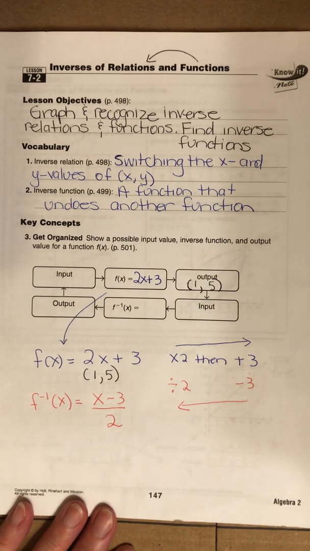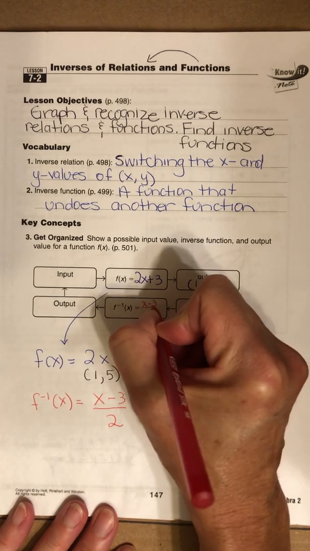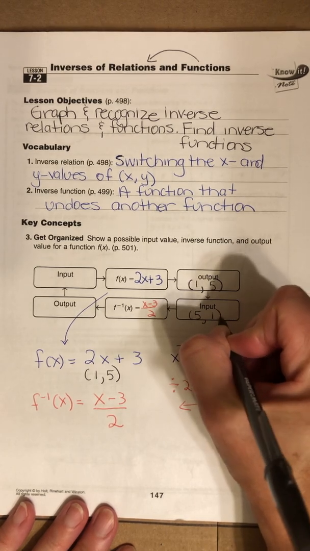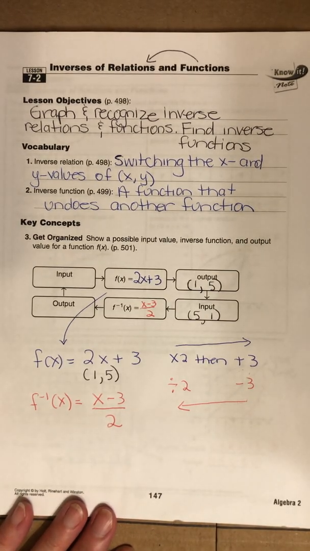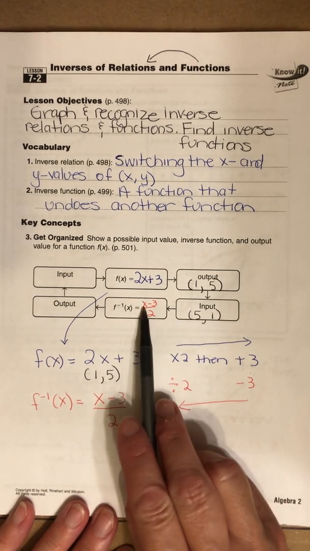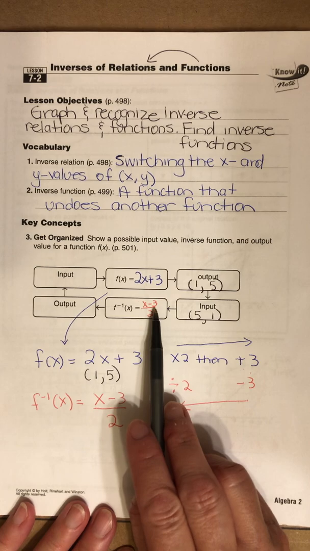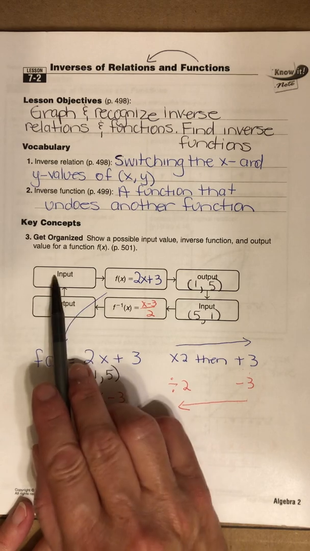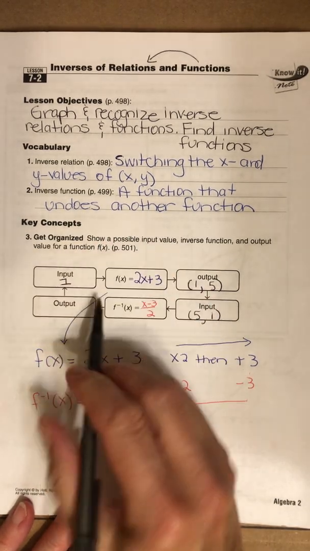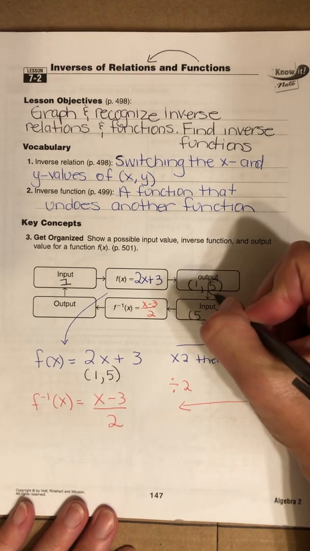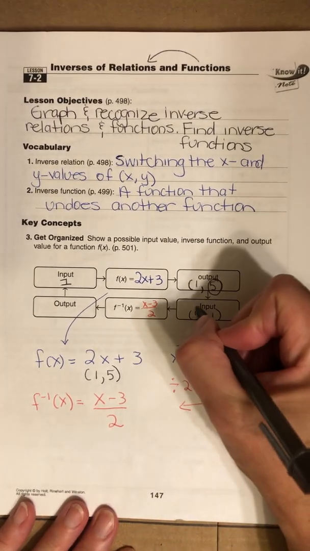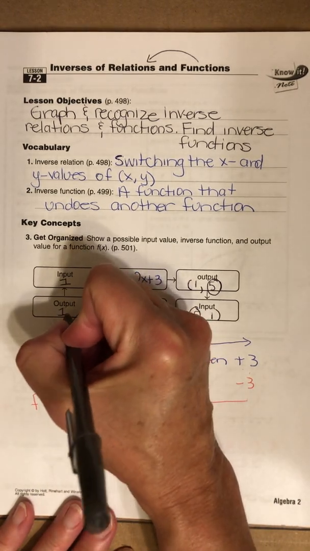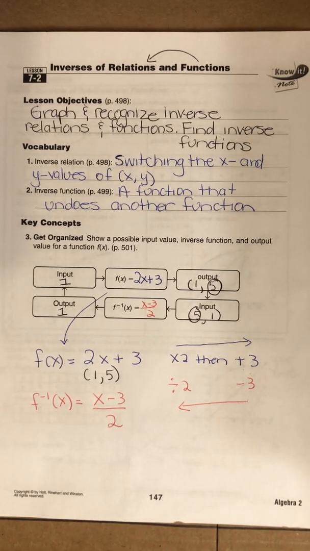That would mean that for our inverse function, when we input a 5, we should get a 1 out. So let's see if that is true. When we put in a 5, 5 minus 3 is 2, divided by 2 is 1. And it did work. So let's do the whole trail here. When we input a 1 into our function, we get a 5 out. When we input the 5 into the inverse function, it outputs a 1. And there we really did write the inverse.